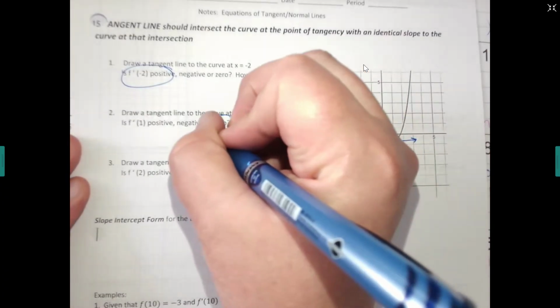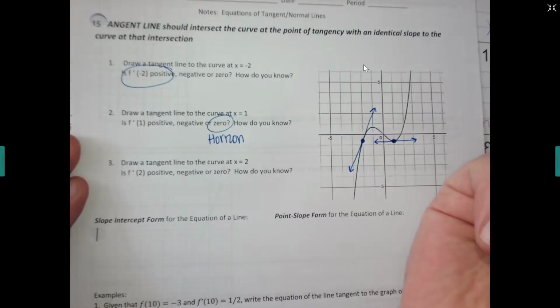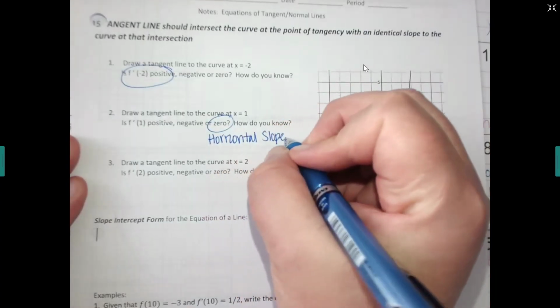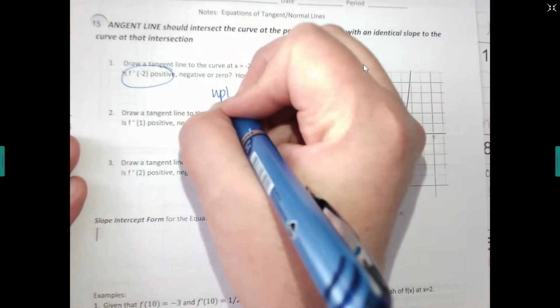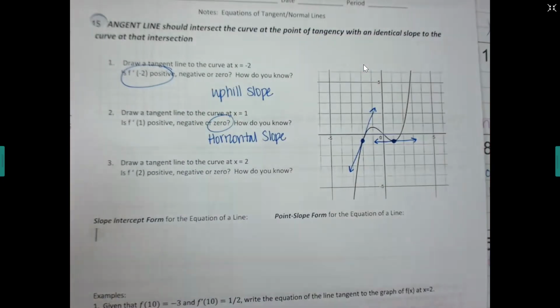Okay, then how do you know? Let's just put it's a horizontal slope. Or if you want to put flat, that would be fine. Okay, horizontal slope. This was an uphill slope. Okay, and then hopefully you kind of get the idea. Do you get the idea?